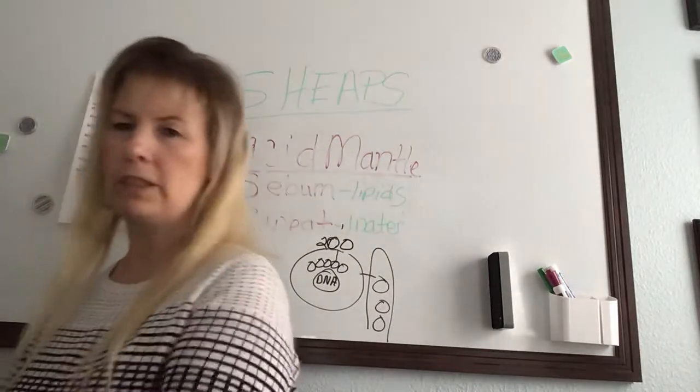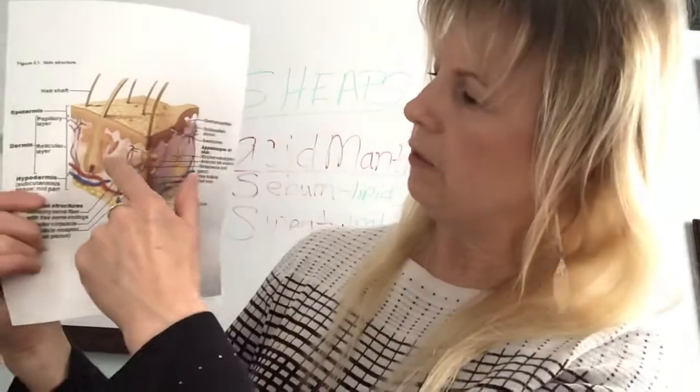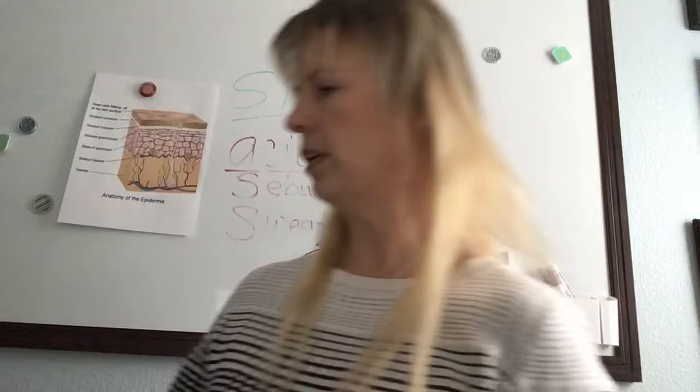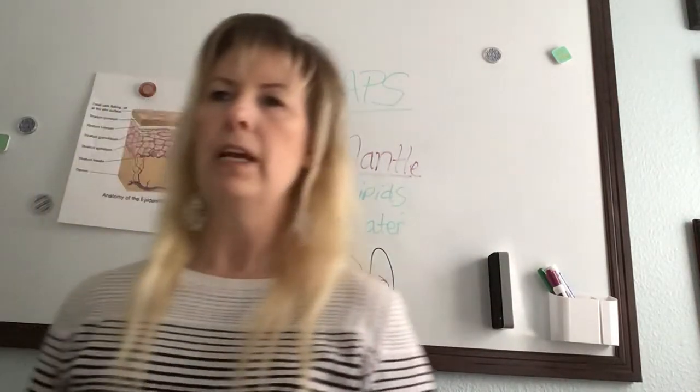Now, sudoriferous glands are the sweat glands. I'm going to show you here. So here you can see a sudoriferous gland right there. There's two types, and we'll discuss those later. Sudoriferous glands, sweat glands, excrete perspiration. A lot of people believe that sweat detoxifies your body, but actually it's only 1% detoxification through perspiration. Really where your body does that is through the liver and the kidneys.